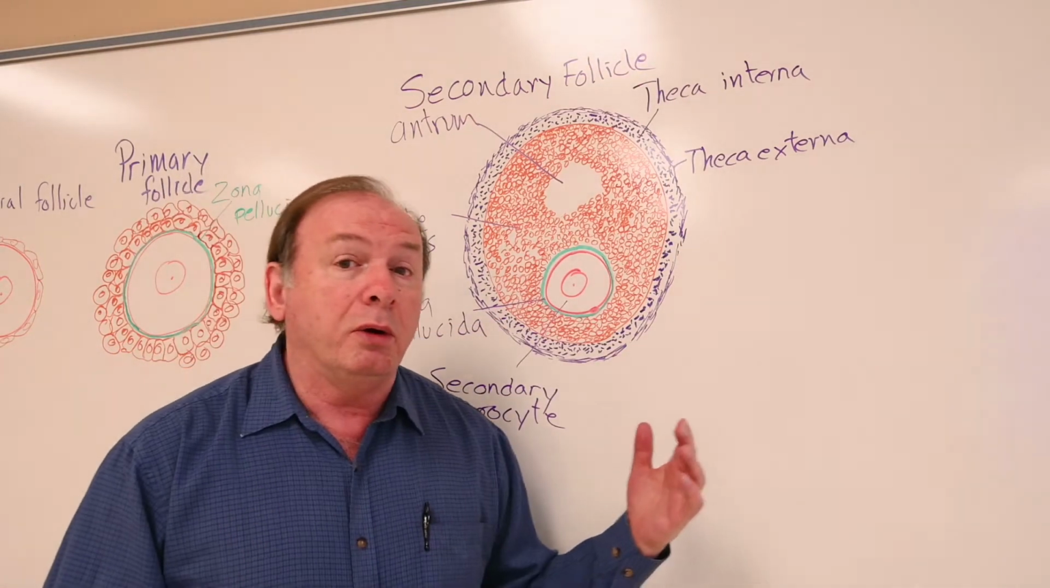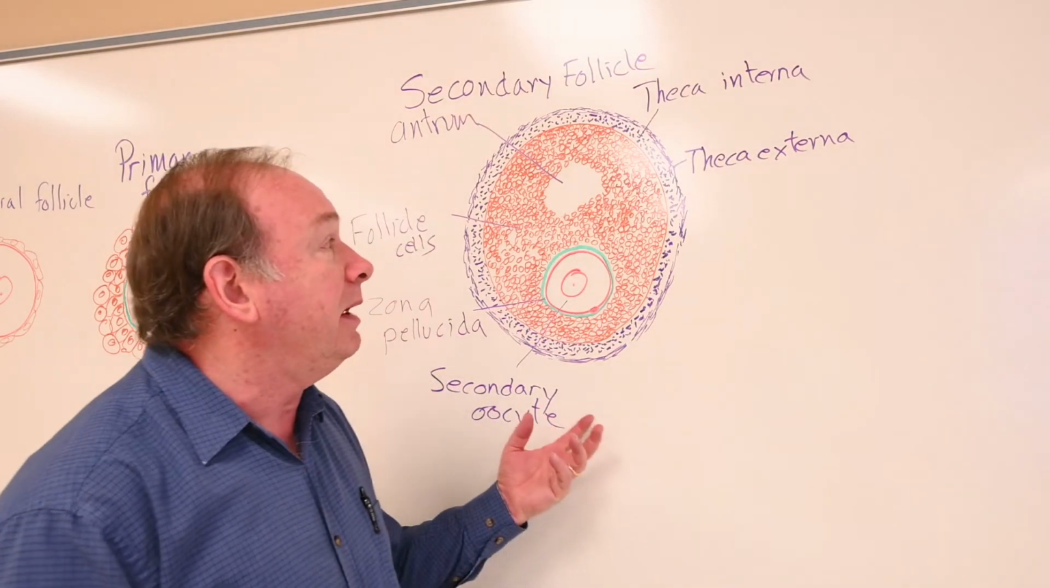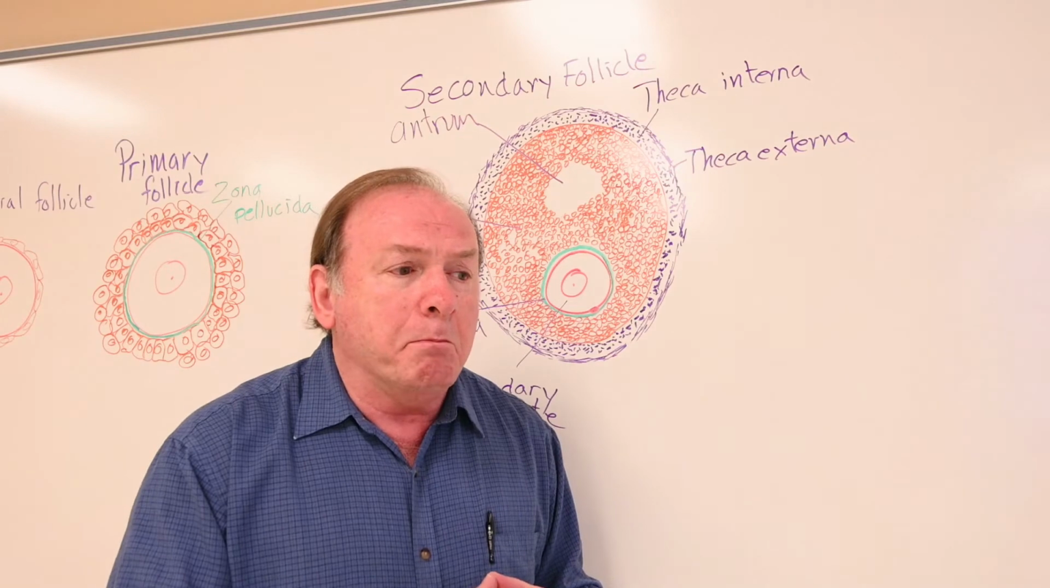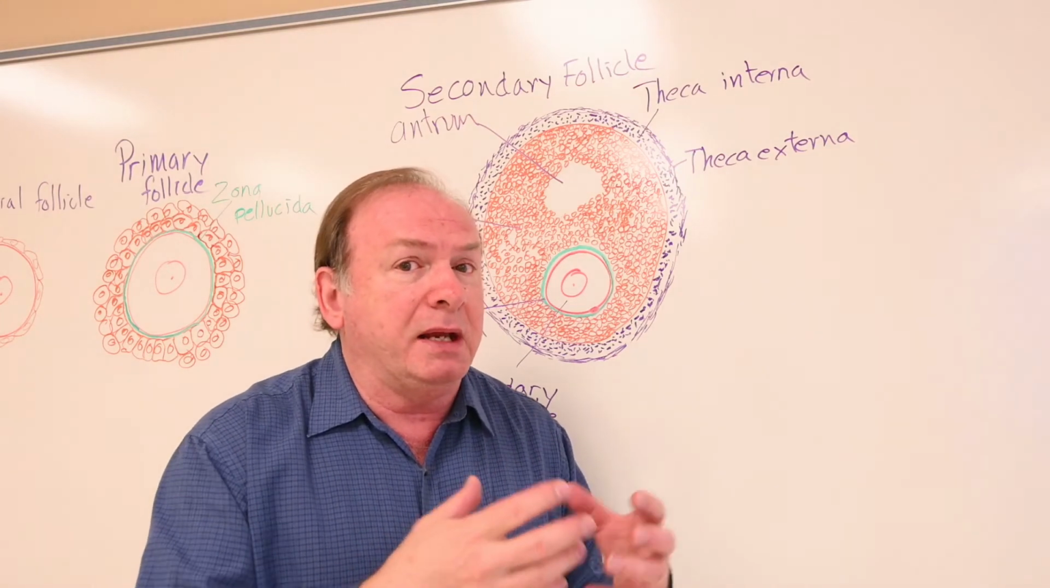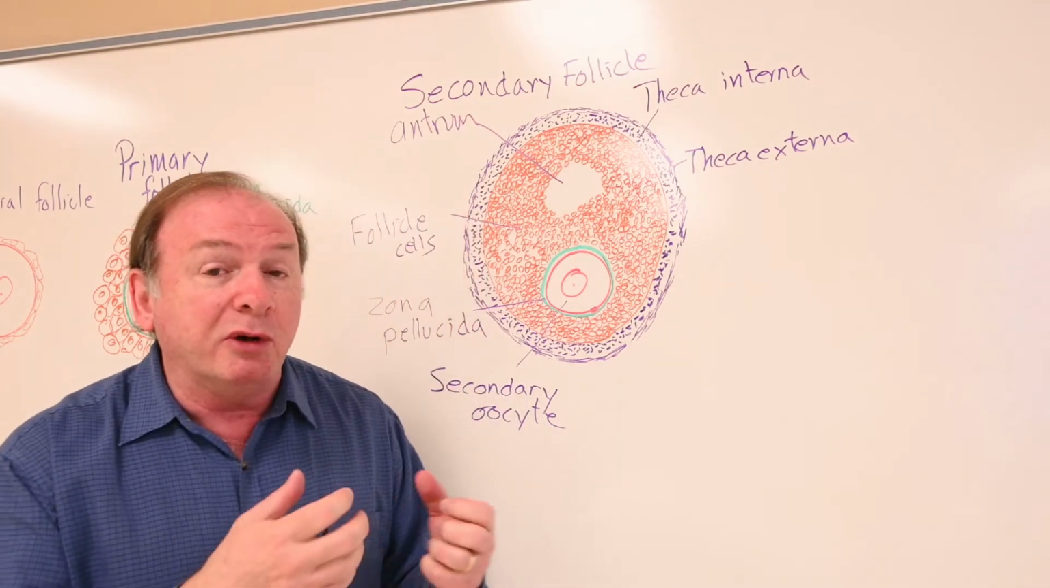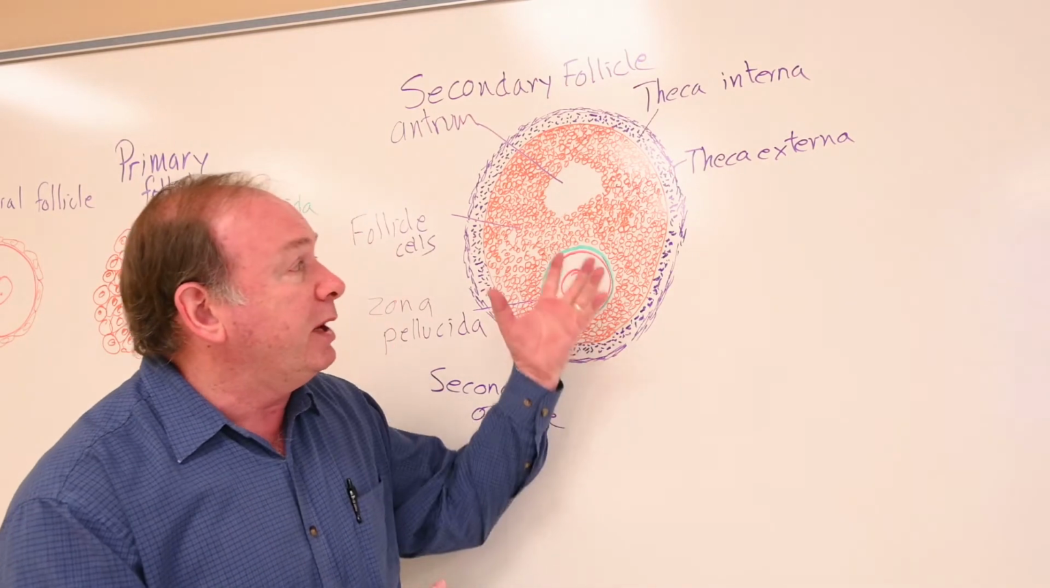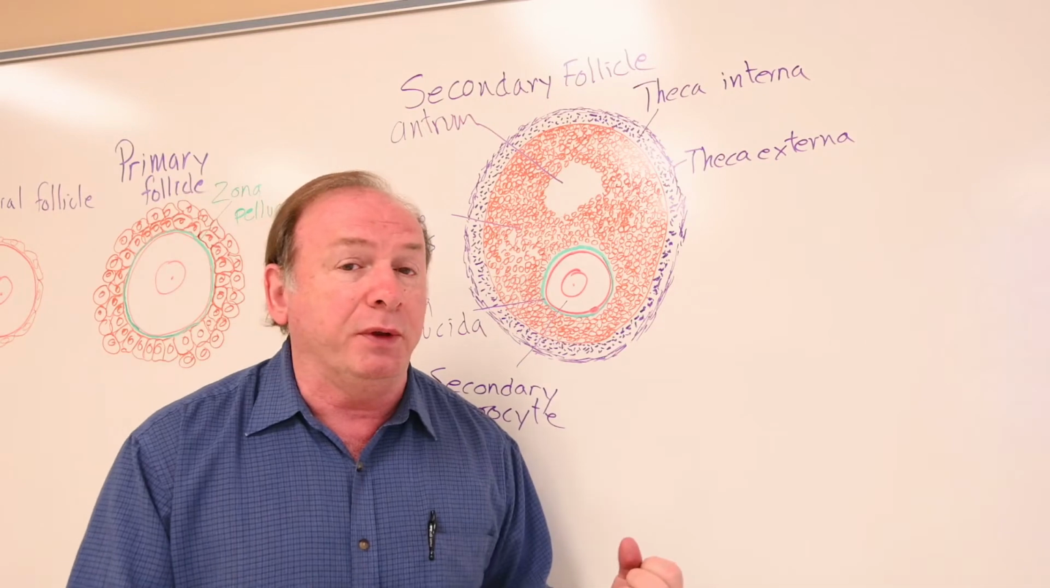An important note right here, this secondary follicle, along with other follicles, may stop developing and simply disappear, undergo a regression and die. It's what we call atresia. It may become an atretic follicle that will just be digested within the ovary.